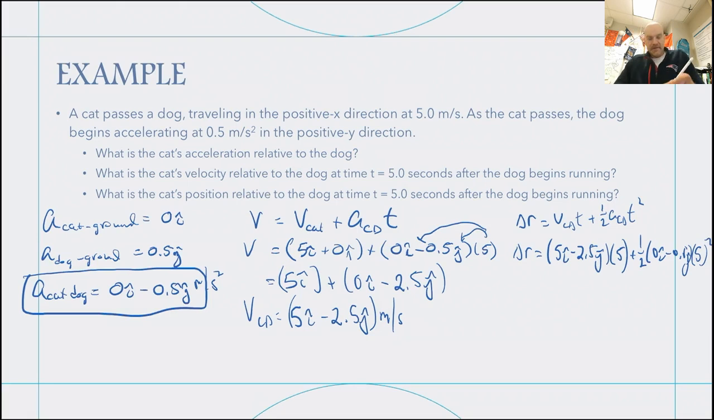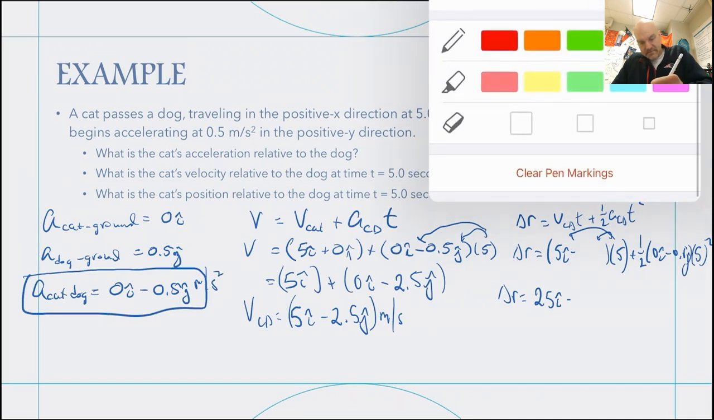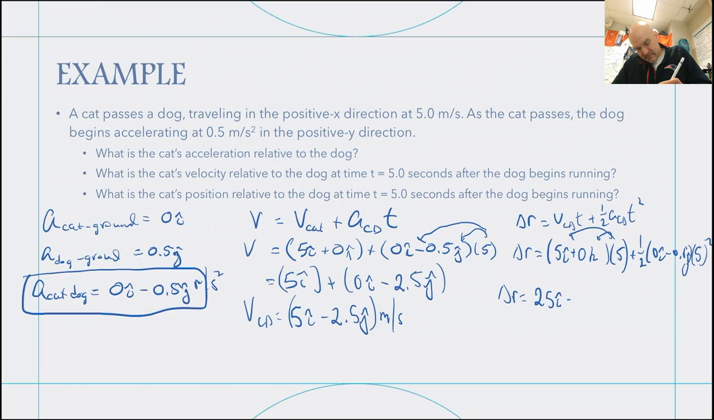5 squared. So 5 times 5, right? Multiply all that out. So delta R is going to be 25 i hat minus 2.5, which is, did I write it down? Oh, sorry, that's my initial velocity. I apologize. So this for the dog is 0. Right? So that's going to be 0. It's not k hat. That's not the z direction. The dog's not moving off the ground. So plus 0 j hat.